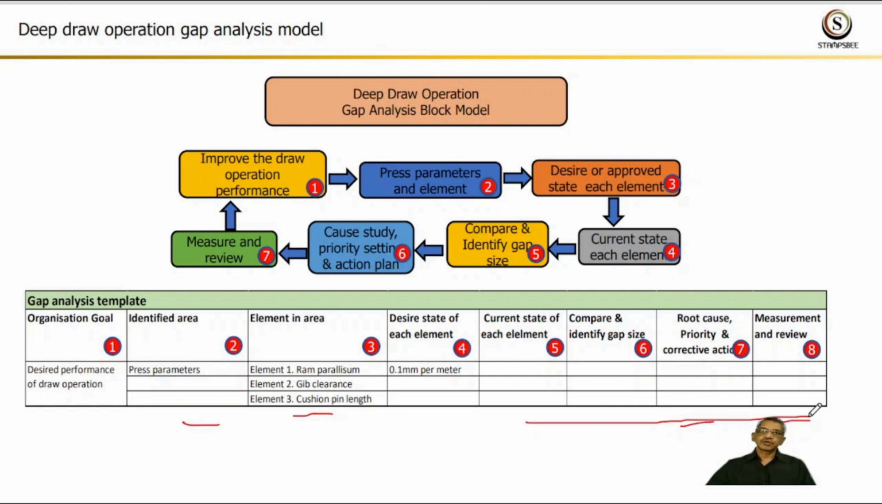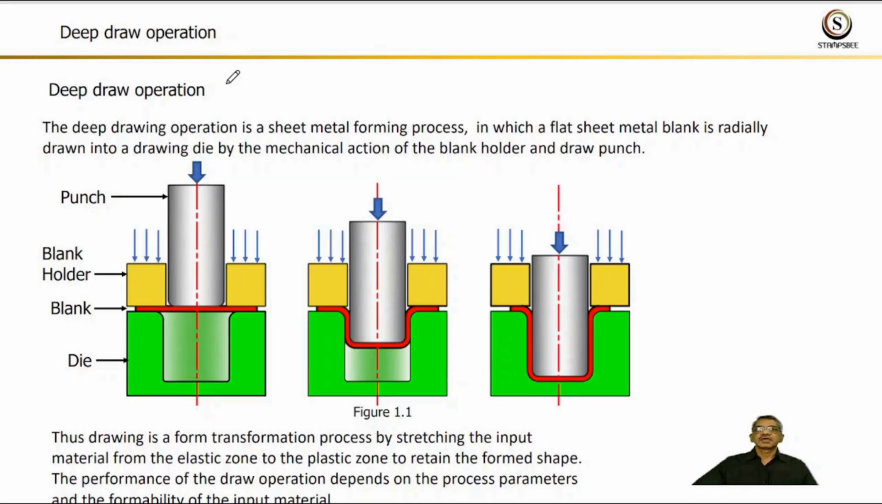Now we are going to discuss deep draw operation to bring all viewers onto one platform. Here we will understand deep draw operation. The deep draw operation is a sheet metal forming process in which a flat sheet metal blank is radially drawn into the drawing die by mechanical action of blank holder and draw punch.